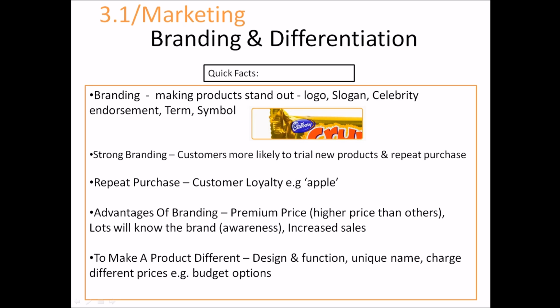I've put a little picture there of Cadbury's. The Crunchy belongs to Cadbury's because it has its logo there, and that's branding for you. A strong brand obviously means that customers are likely to trial new products, and obviously they'll have repeat purchase. Repeat purchase, once again, is customer loyalty. For example, Apple. Ask anyone with an iPhone, are you going to go elsewhere to like an LG, for example? They're never going to go ever again, are they? They're going to have that customer loyalty.